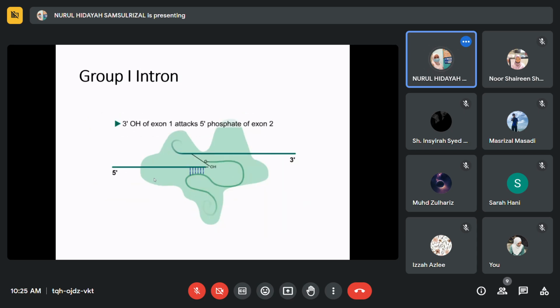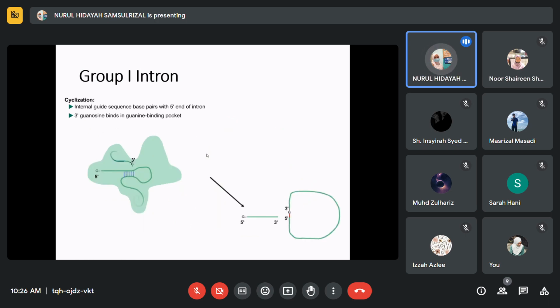So the next one, the 3' OH yang tadi tu dia akan attack 5' phosphate of exons, and then the 3' OH of exon 1 can attack the 5' of exon. So yang ni akan attack ke sini lah yang ada exon. So this is your intron and this is the exon. So dia akan attack dia. Then the internal guide sequence will pair with 5' of introns, and 3' guanine binds in the guanine binding pocket. Then yang ni akan release dan dia akan hasilkan 5' to 3'. So yang ni dia akan buat, for group 1 intron. Ni cyclization punya part.